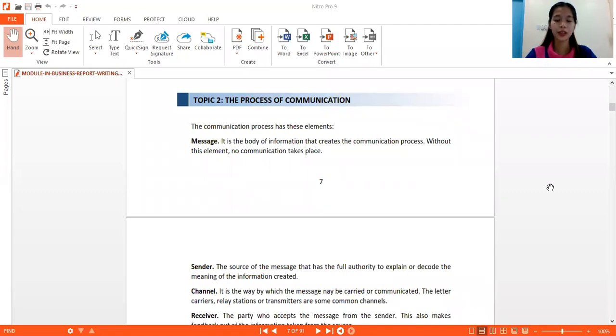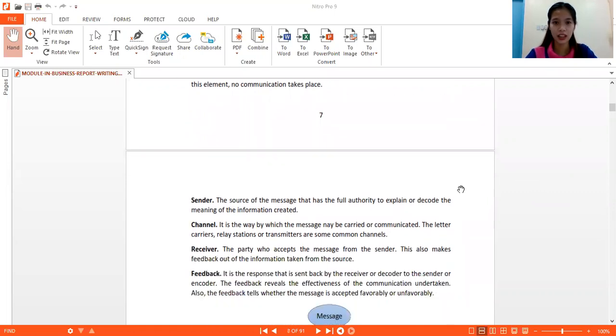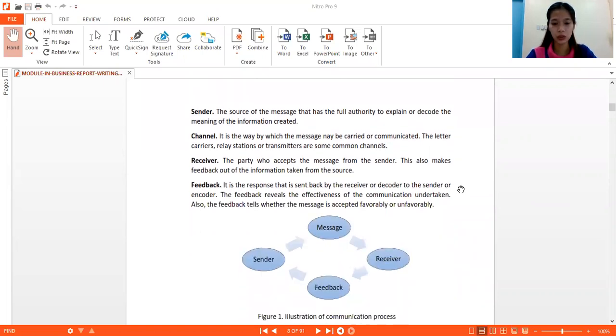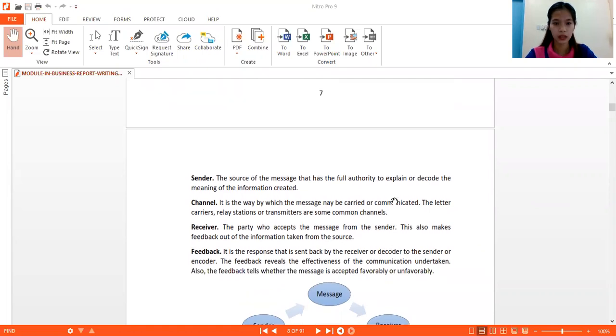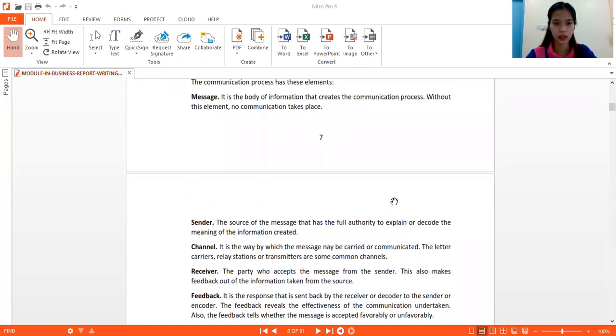Okay, the next topic is the process of communication. So communication has the elements, the message, the sender, channel, receiver, and the feedback. So you look at the diagram or the illustration of communication process. So message is the body or the content of the negotiation or the transaction. Without the message, there is no communication.